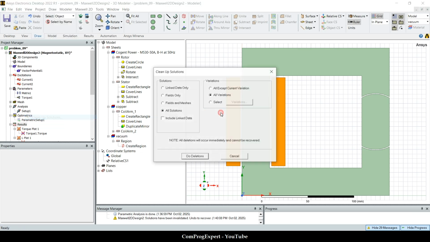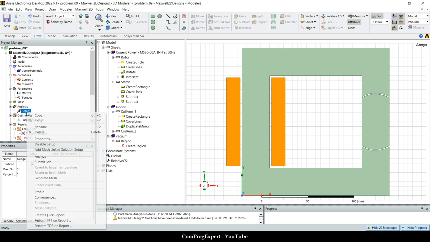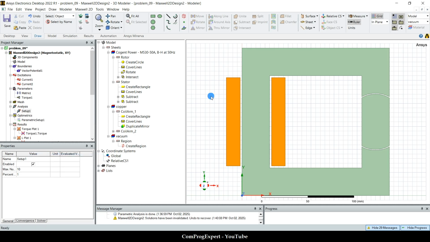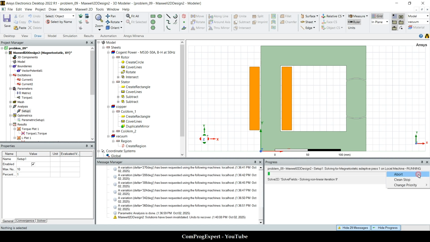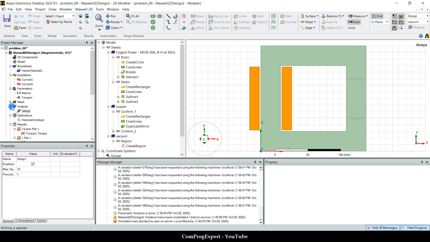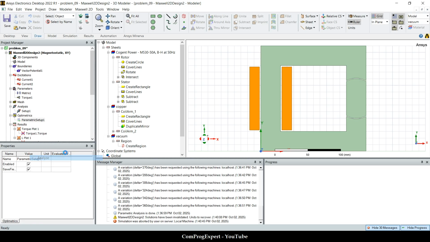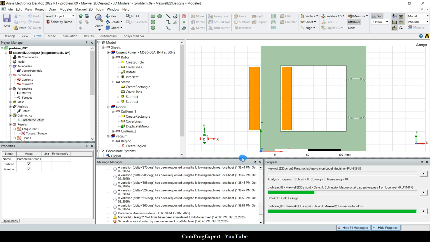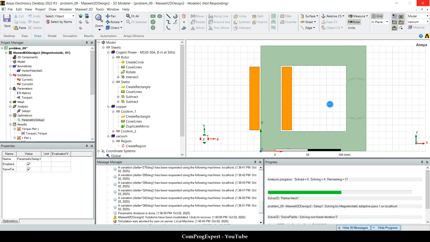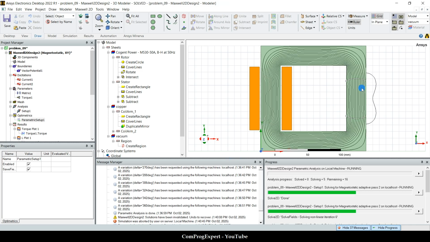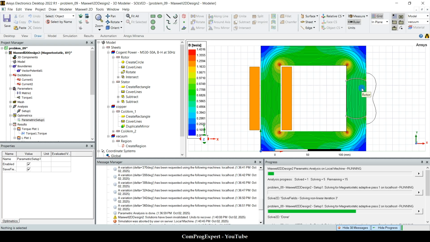So let's clean up the solutions and analyze the parametric setup. Not setup one, excuse me. Let's abort this simulation, clean up the solutions again, and run this parametric analysis. In this case, we change the rotor position. Here we have a saliency for the rotor, so we will have a reluctance torque and we will have variation in inductance.